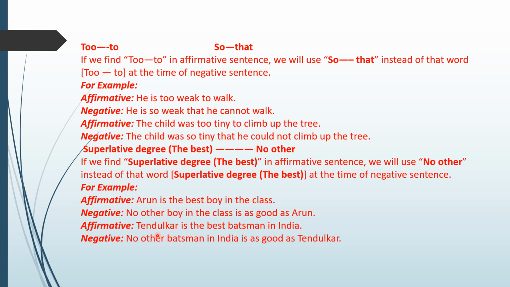Another example, Tendulkar is the best batsman in India. The negative will be no other batsman in India is as good as Tendulkar. So you see in the superlative degree, if it is the est, the best, then you will write no other. You will begin with no other. And if it is too, you remove too and you will use so that in order to make the sentence negative.